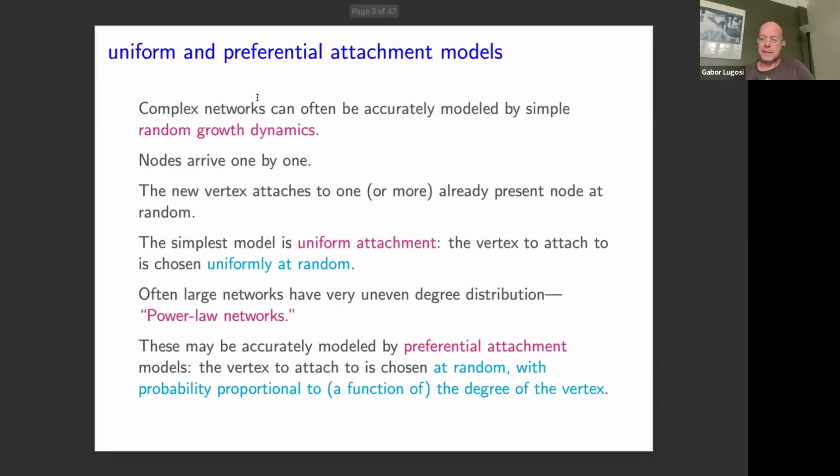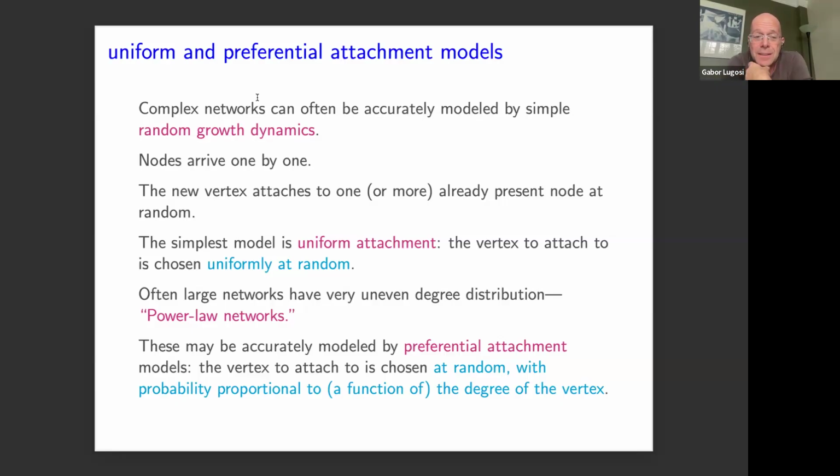The simplest toy models involved are uniform and preferential attachment models. Very often complex networks are modeled by really simple random growth dynamics. That's really simple to describe, but sometimes remarkably they reproduce macroscopic behavior of these large networks. Preferential attachment is, of course, a famous example of that.